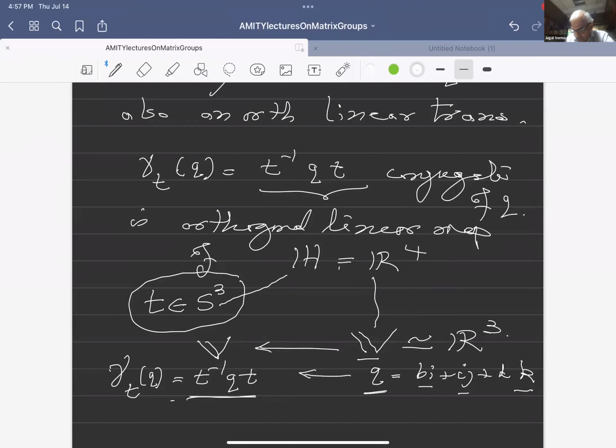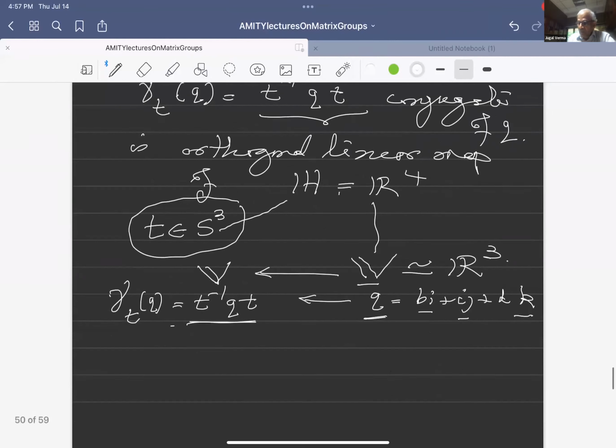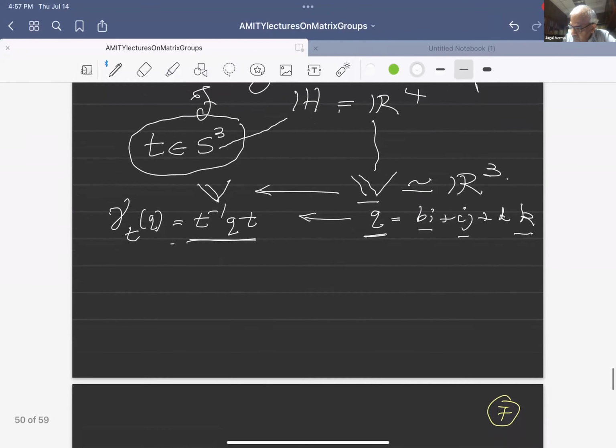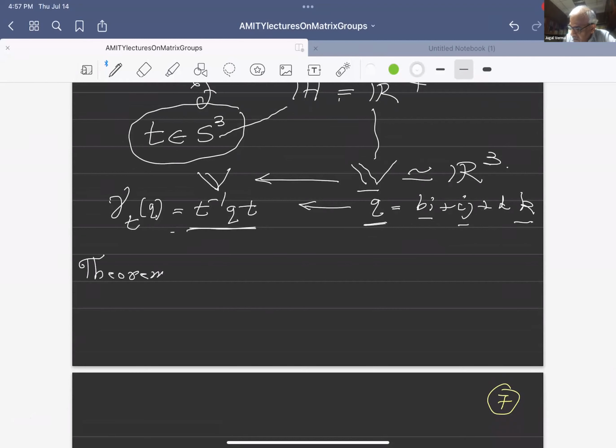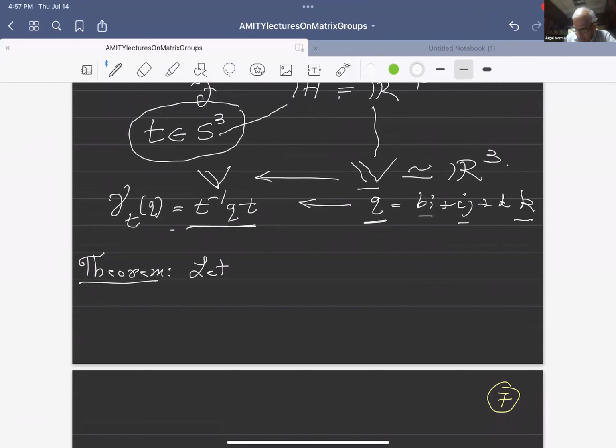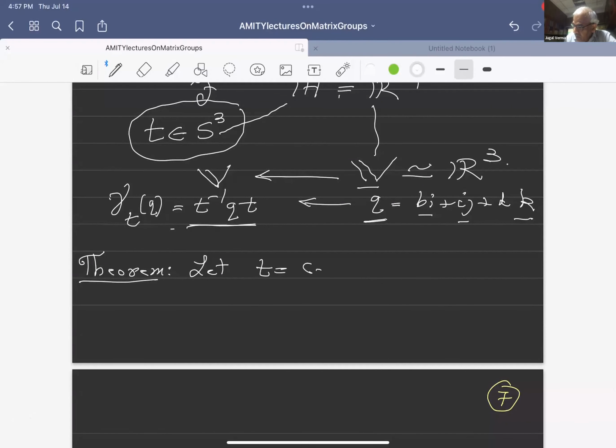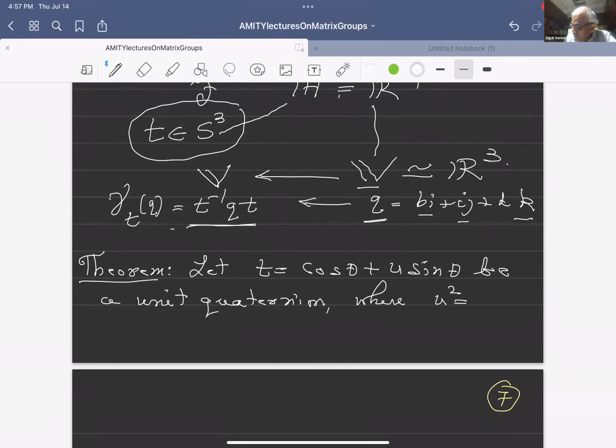I want to show that this is a rotation. This is the theorem for today. Let T be equal to cos theta plus U sine theta be a unit quaternion, where U squared equals -1.